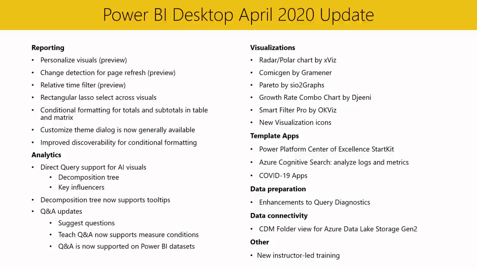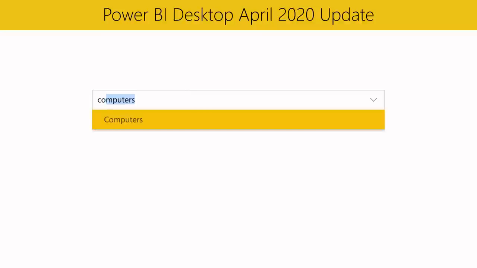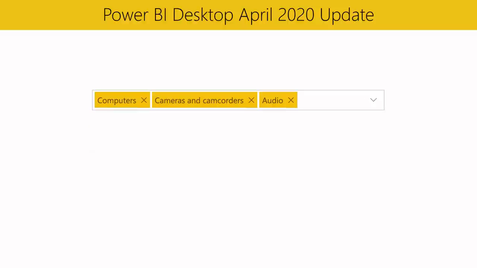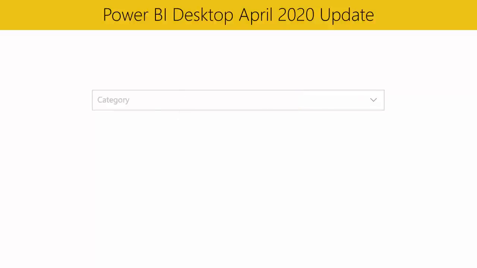And lastly, in this section, we have the Smart Filter Pro Visual by OKViz. This is the premium version of their Smart Filter, which provides a compact slicer that applies filters in different ways, including autocomplete and incremental search in a drop-down list.